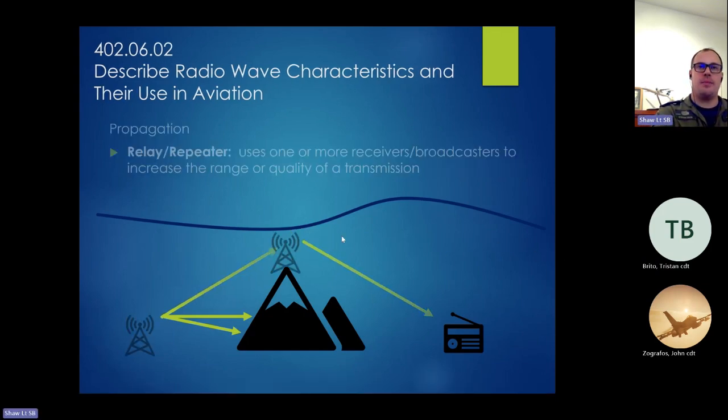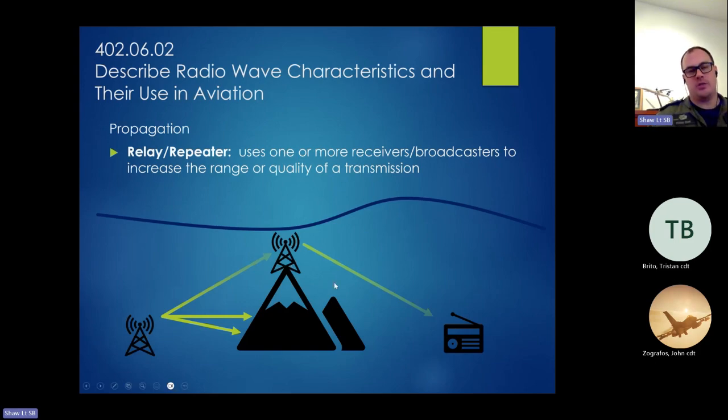The last one for propagation is a relay or repeater. It still works off of line of sight. We just have an intermediate relay station that helps us bridge the gap so we're not left in the dark.